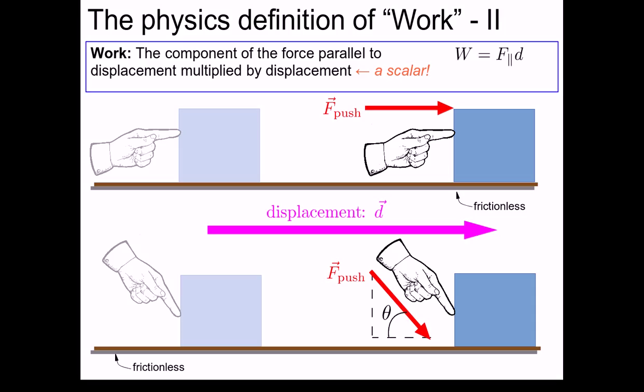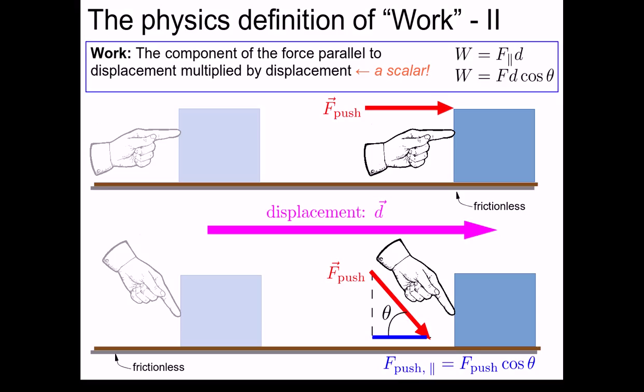This quantity is a scalar. It doesn't have a direction. It's just a number. In the top case, the parallel component of the force is the full force of the push. In the bottom case, however, the component of the force parallel to the displacement is this little quantity here at the bottom, which we can see by trigonometry is the force of the push times the cosine of the angle between the push and the displacement. Thus we can write the work in a more useful form as the force applied times the magnitude of the displacement times the cosine of the angle between the force and the displacement.